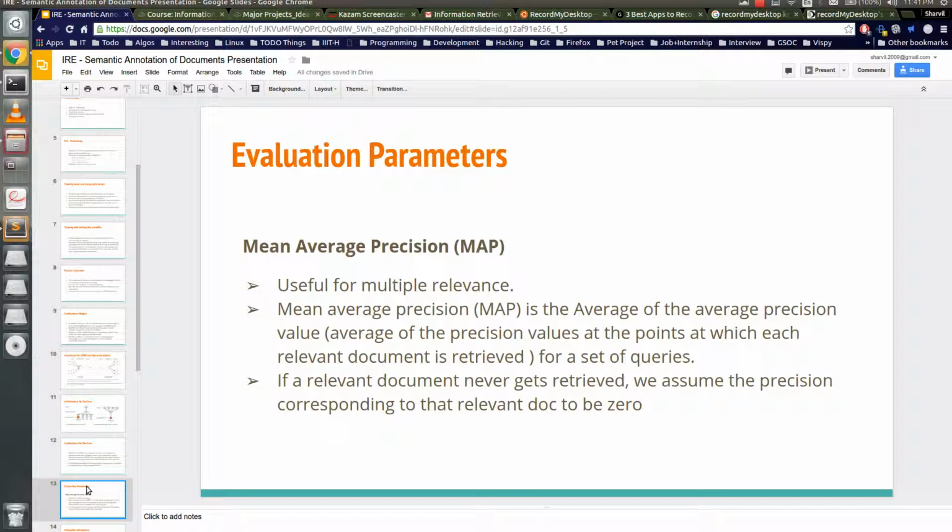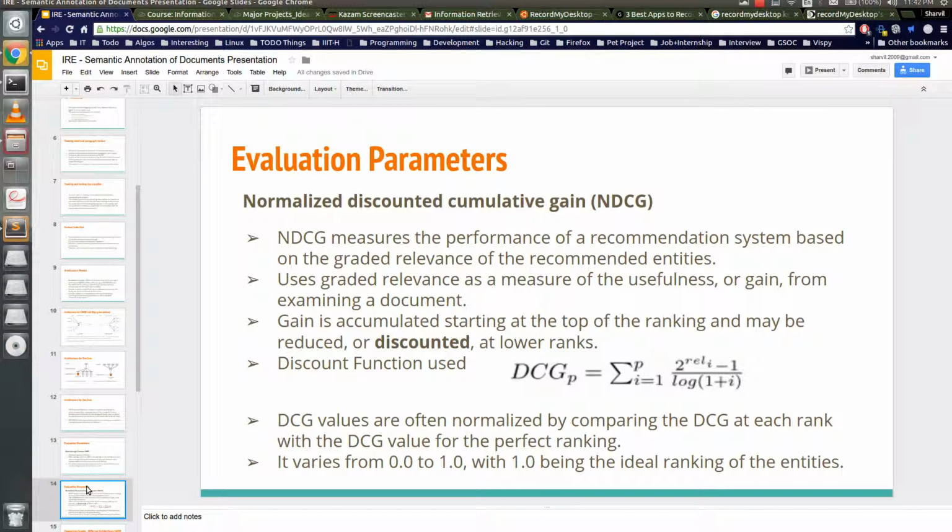So what is a MAP value? MAP value is basically just the average of the average precision values for some set of queries. Now, average precision is the average of the precision values at each point where a relevant document gets retrieved. Of course, if a relevant document never gets retrieved, we assign a relevance score of 0 to it.